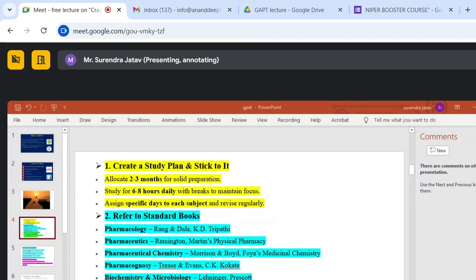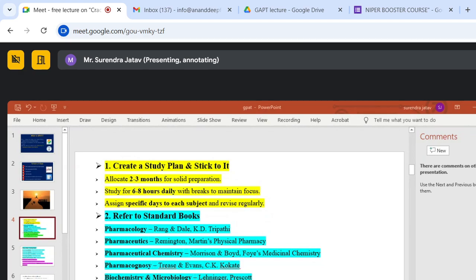If you have very short time, how can you plan? Because 2 to 3 months is not enough. But still, if you are preparing within 2 to 3 months, you have to be very focused. You have to be a very good planner. Without planning, you cannot even qualify. So what is the planning actually? Within 2 to 3 months, you have to study daily 6 to 8 hours with breaks to maintain focus.